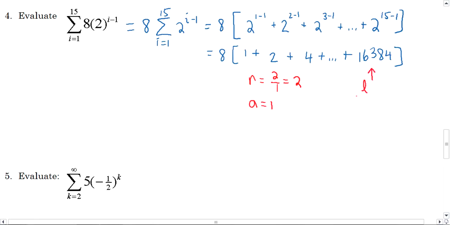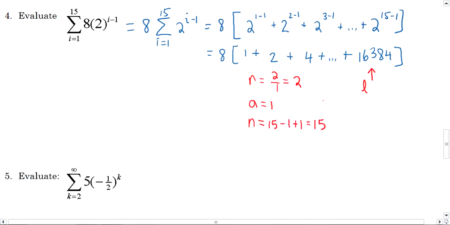And let's see what kind of things I need to figure out the sum. Oh wait, do we know what n is? Yes, n is the upper minus lower plus 1. So 15 minus 1 plus 1, which is 15. I think I have enough information now to actually find the sum.